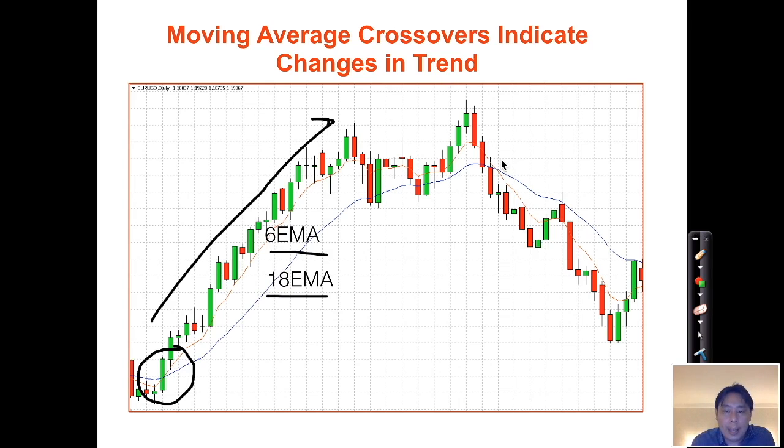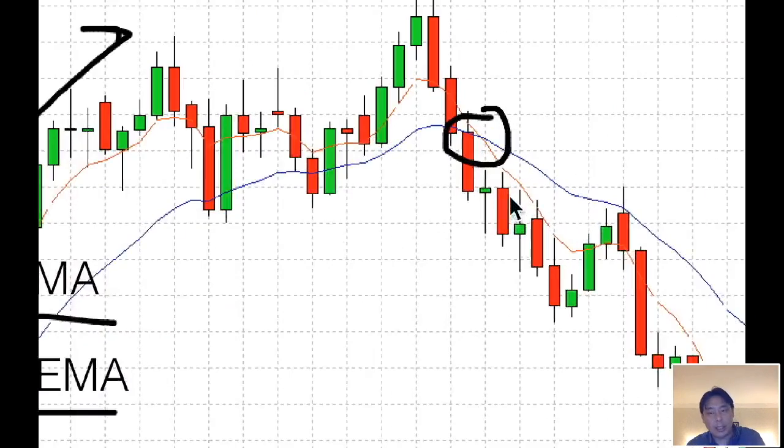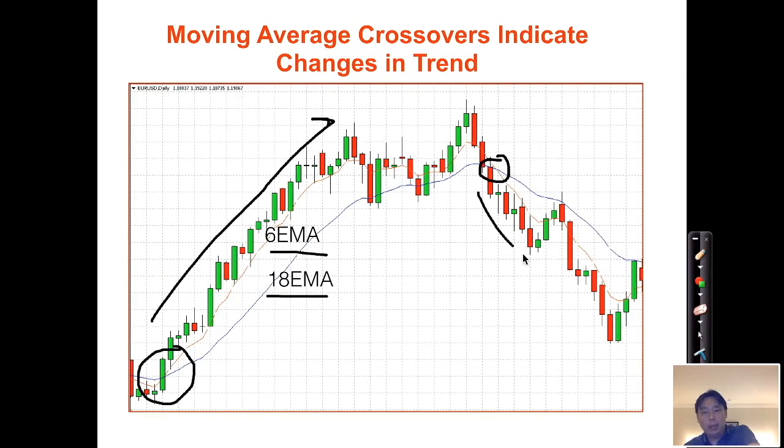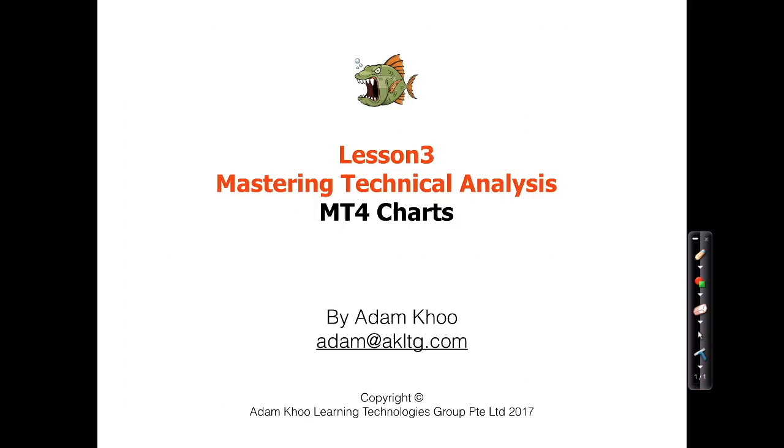And when the 6 EMA crosses below the 18 EMA, like so, the 6 crossing below the 18, it's a downtrend pattern. And that's when we go short. Again, we have to wait for the candlestick and resistance to confirm our short entry. All right, great. So that's all for moving averages. We're now going to the next section where we're going to learn about how to use the charting software known as MT4. So I'll see you then.